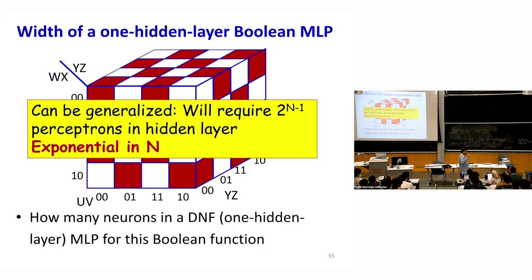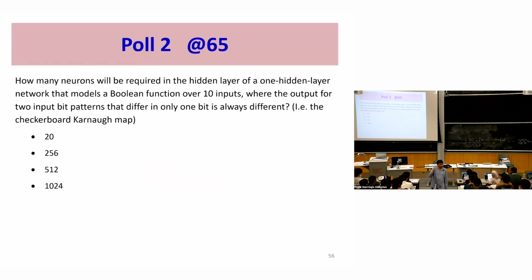But does anybody recognize this function? Anytime 2 bits change, the output changes. What kind of function is that? Anyone? What function changes every time you change a single bit? It's an XOR, right? This is an XOR.